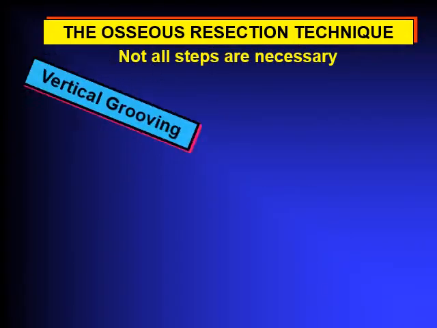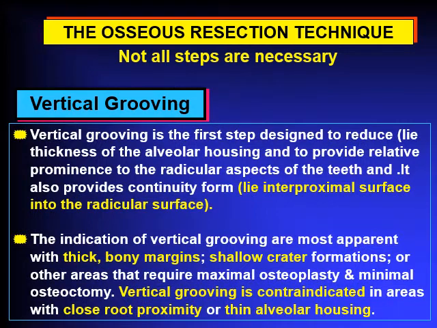Now, what are the osseous resection techniques? We have 4 steps. Number 1, vertical grooving. Number 2, radicular blending. These 2 steps are purely osteoplasty steps.